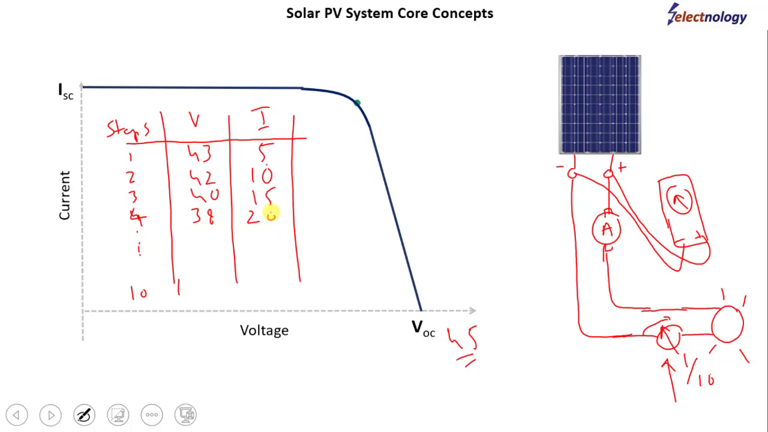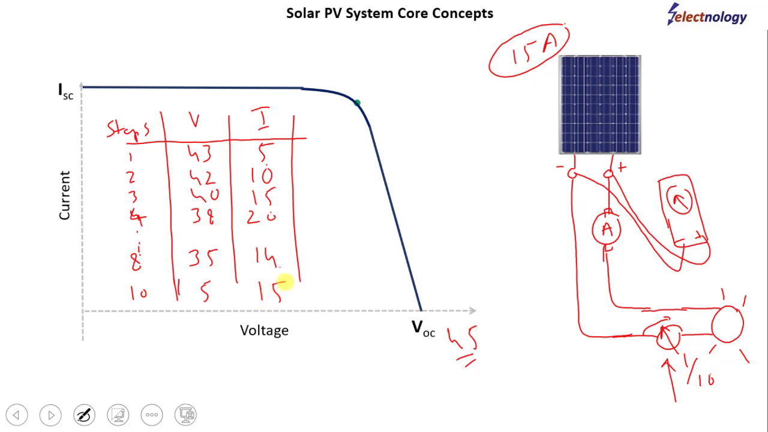And assuming that at step number 8 we have 35 volts and, let's say, 14 amperes, assuming that this PV module can supply a maximum of 15 amperes. Now at step 10 we can assume that the voltage measured was, let's say, 5 volts or maybe 0 volts, and the current was 15 amperes.